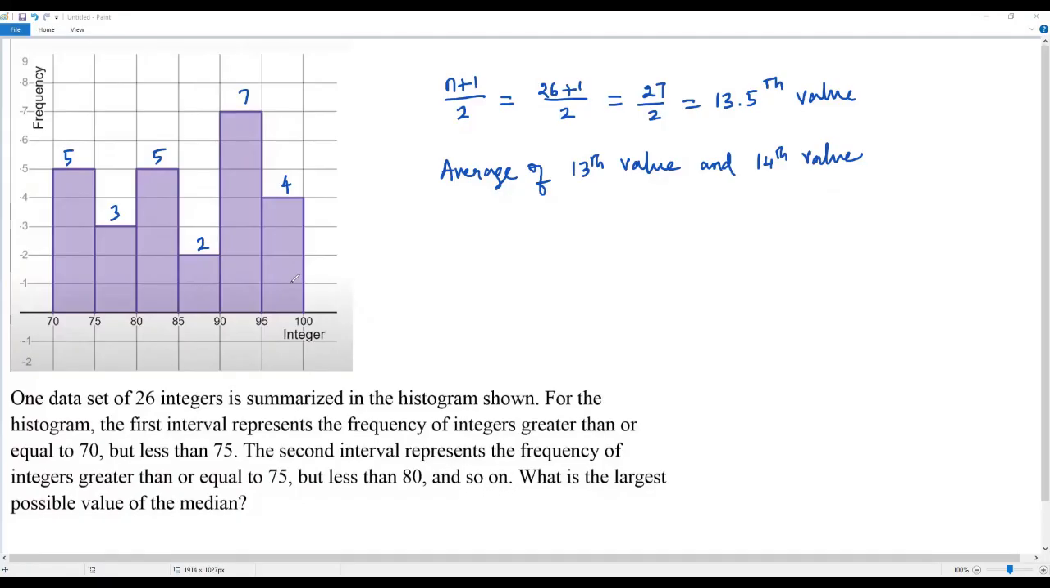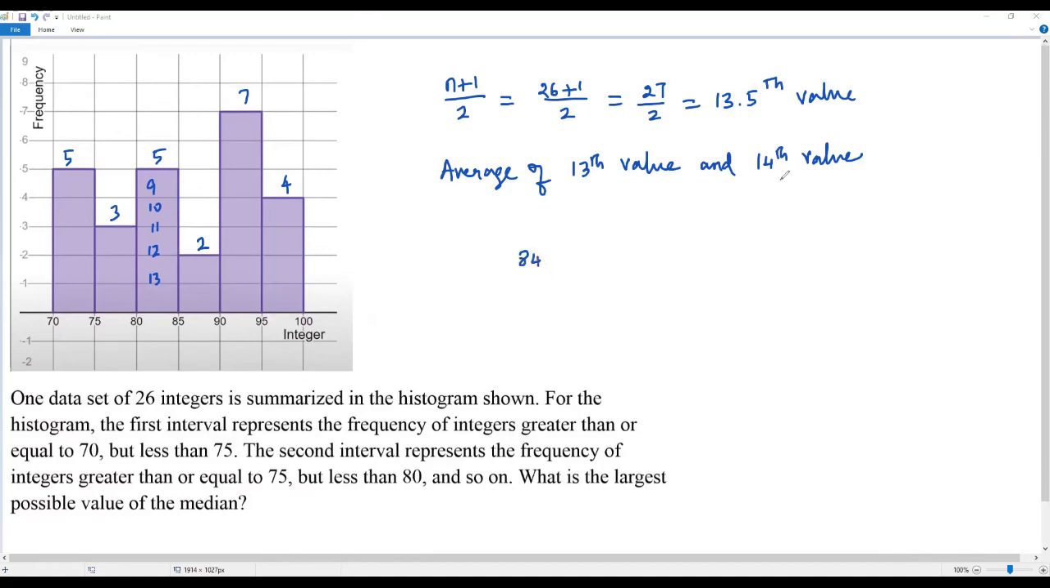First, let's identify the interval where we get the 13th value. Here we have the first 5 values in the interval 70 to 74. The next 3 values are in the interval 75 to 79. So we have the first 8 values from 70 to 79. Then we have the 9th, 10th, 11th, 12th, and 13th values, which are the next 5 values in the interval 80 to 84. Clearly the 13th value is in this interval, and the maximum value here is 84. So the maximum of the 13th value is 84.